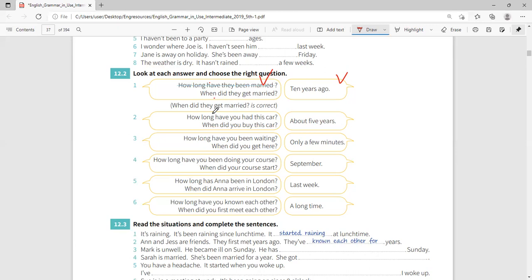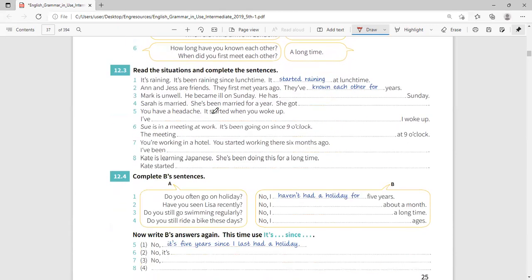5, Abdallah. I think when did Anna arrive in London? Yes, because when is the past. So last week. Good.